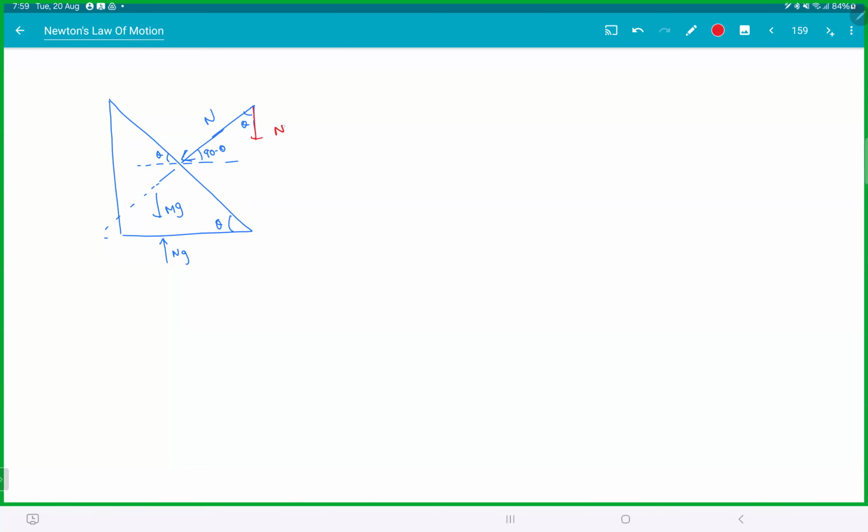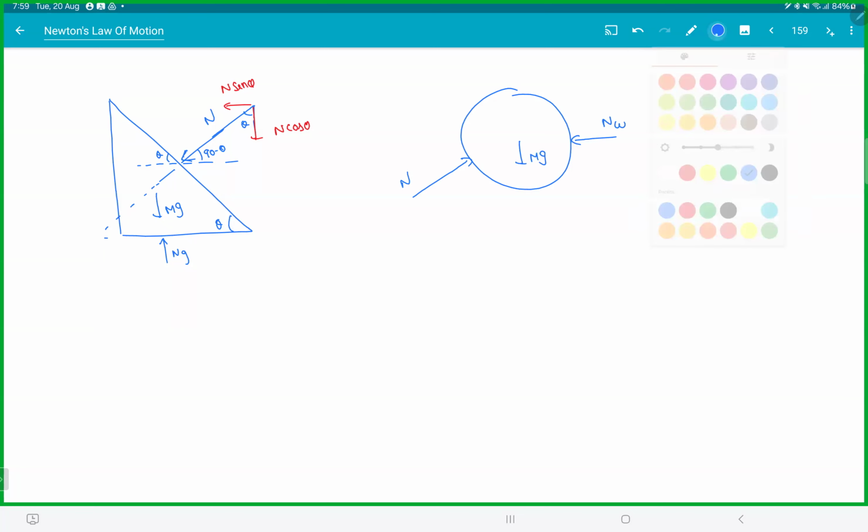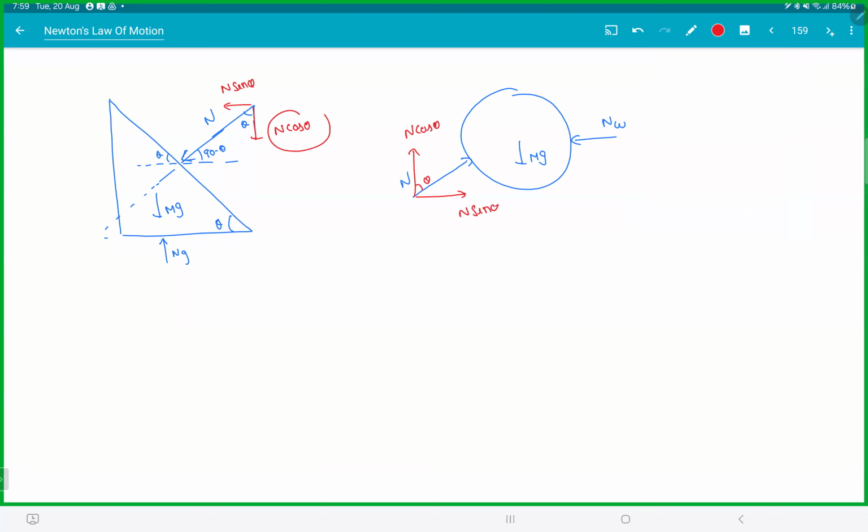Components, this would be N cos theta, N sin theta. For the ball, that same N will act here. This would be N ball. Your weight is mg. That is theta. You can get the same components here. This would be N cos theta. This would be N sin theta. Third law. If this is N cos theta, the up should be N cos theta. Forces are done. Next thing, accelerations.